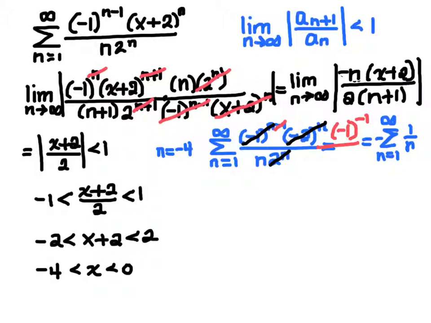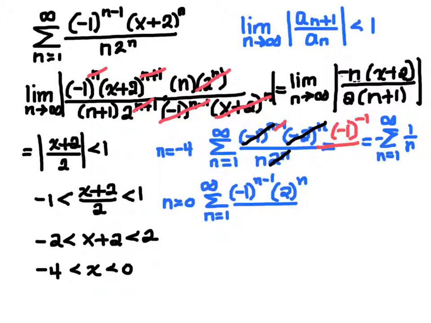Now let's find out about the endpoint of 0. So that means we're going to have a summation from n equals 1 to infinity. Now x is 0, so the numerator is negative 1 to the n minus 1, and the numerator continues with 2 to the n because x is 0. And then in the denominator we have n times 2 to the n. And our 2 to the n's cancel out.